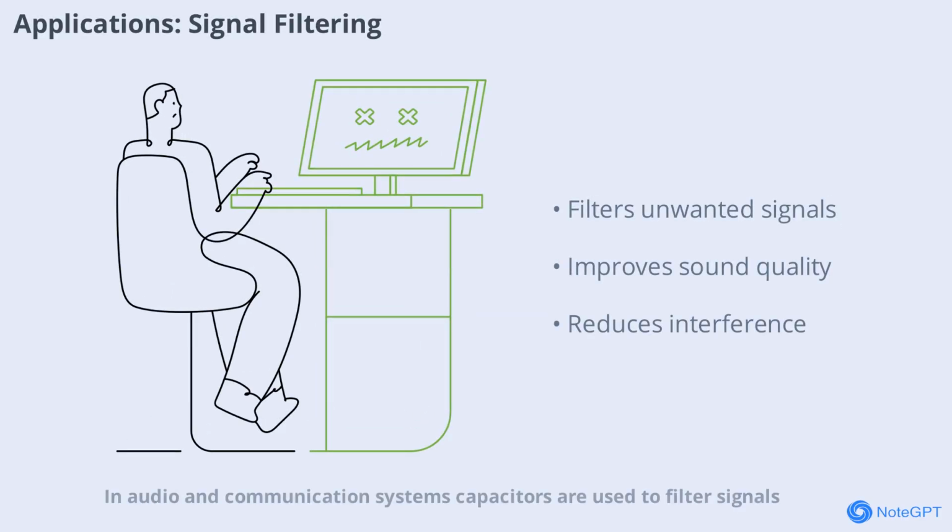In audio and communication systems, capacitors are used to filter signals. They can block certain frequencies while allowing others to pass, improving sound quality and reducing interference. This filtering capability is essential for radios, televisions, and mobile phones, ensuring clear and reliable communication.